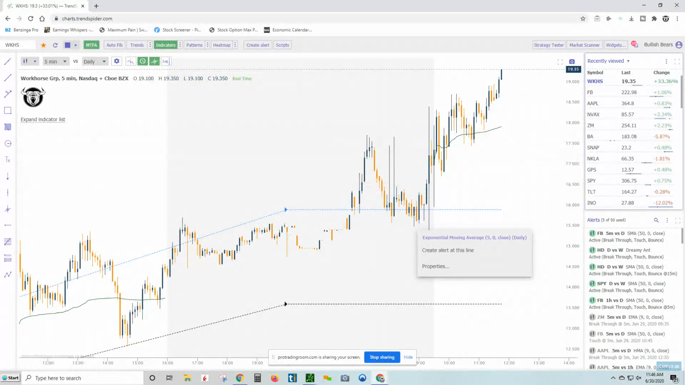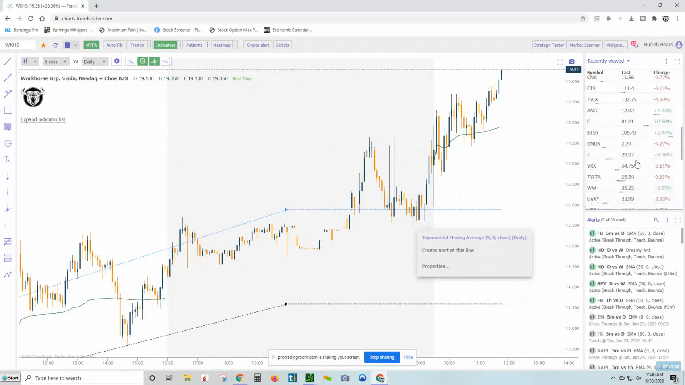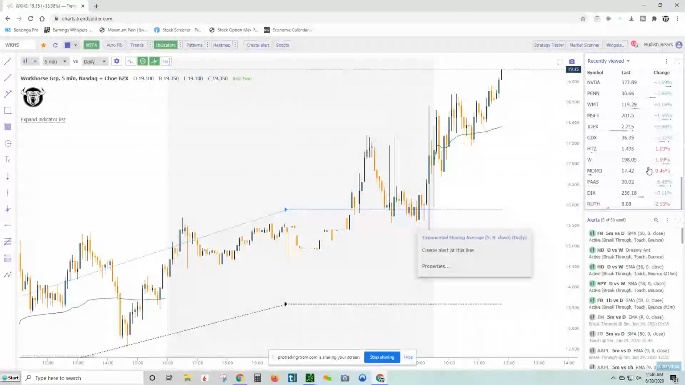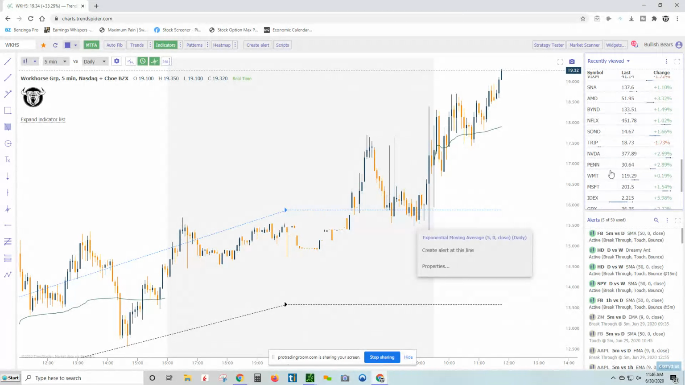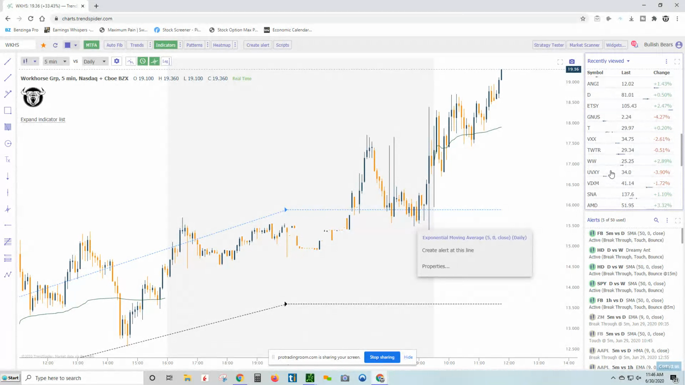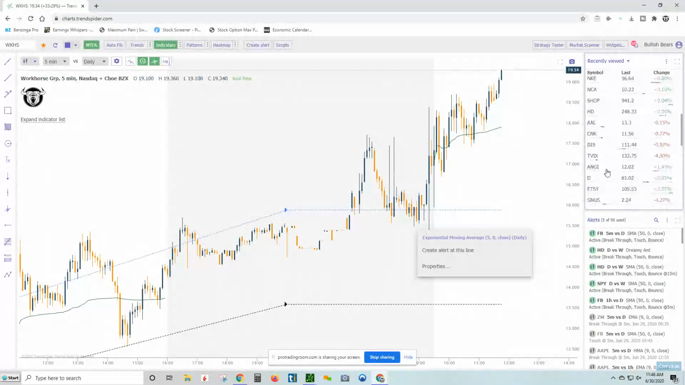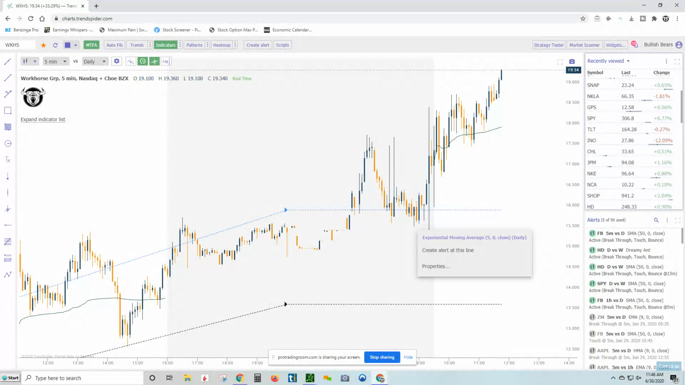And let's see if we can find something that's a little bit, if I looked at anything that's maybe under $10 lately. This is kind of like my recently viewed on TrendSpider. Let me look at Creed's screen again.